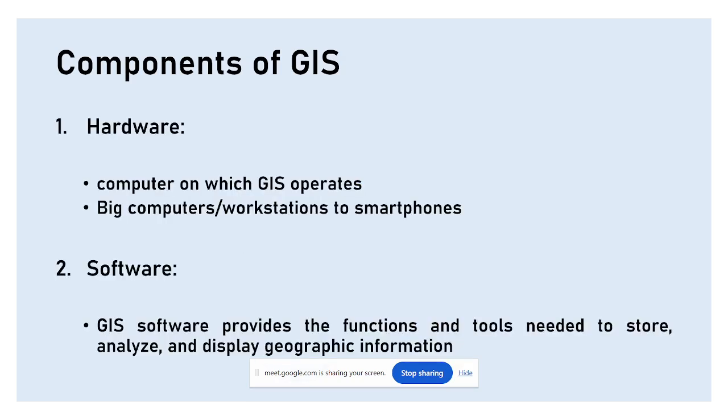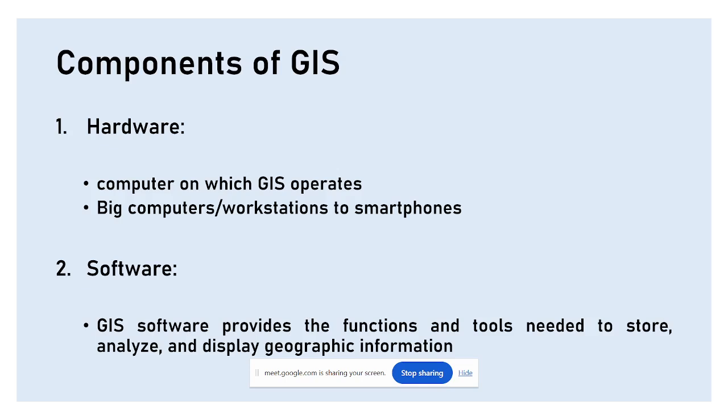So now we'll discuss the components of GIS a little in detail. I just touched upon it, but yeah. Hardware is basically the computer on which the GIS operates. It can range from the big computers in very big laboratories or workstations to the smartphone that you have in your hand. Your smartphone also contains a simplified GIS in it. That is basically the Google Maps that you use, the location and all those things.